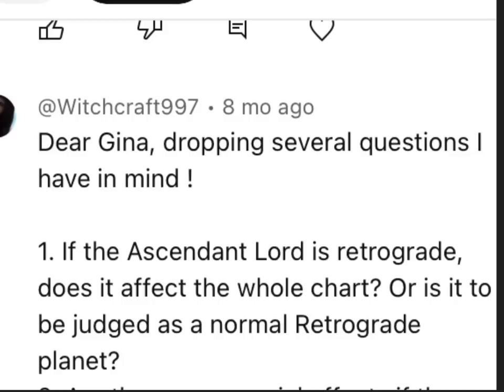Next, a question from Witchcraft 997. If the Ascendant Lord is retrograde, does it affect the whole chart, or is it to be judged as a normal retrograde planet? Interesting question, because people put so much emphasis on the Ascendant Lord, don't they? It's a little bit of a mistake to give Lagnatia so much prominence, by the way. Let's look at your interesting question.